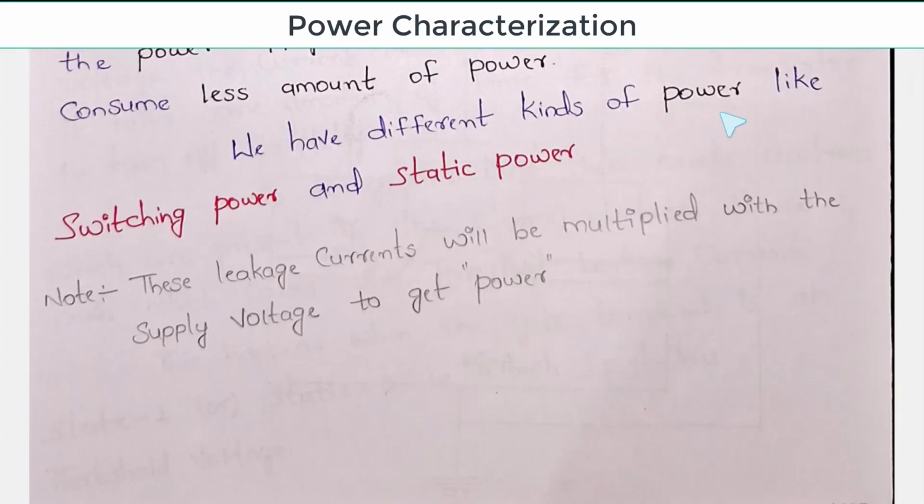We have different kinds of powers like static power and dynamic power. So switching power comes under dynamic power. Let us see all these things in more detail. And here remember this one note. These leakage currents will be multiplied with the supply voltage to get power. So we know that the formula for power is equal to V into I. Therefore this leakage power should be multiplied with the supply voltage to get the power.